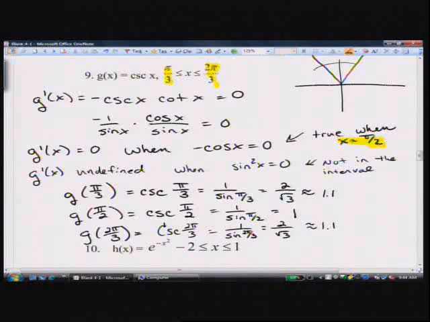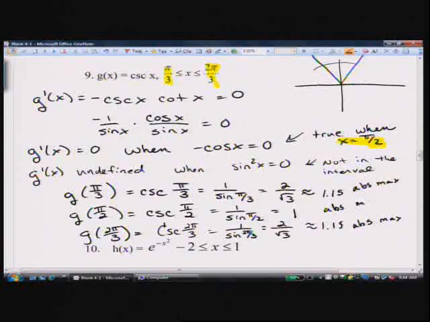So this is a place where you have two maxes. This is 1.15, I guess. So this is an absolute max at pi over 3, and an absolute max at 2 pi over 3, and an absolute min at pi over 2. And so you could graph this and see, you remember it makes that little bowl, the cosecant graph? So you must be seeing that at pi over 2.